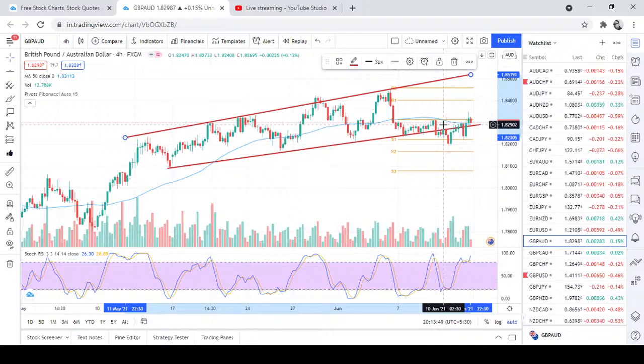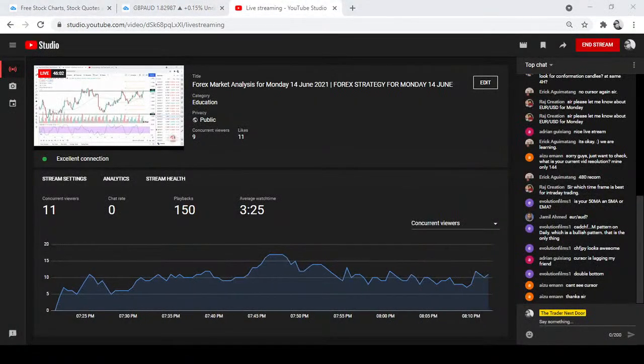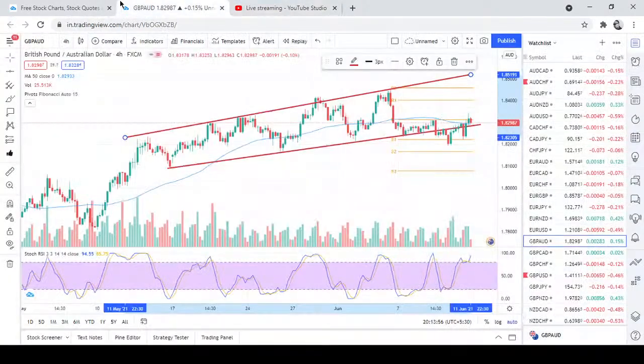And if there is no volatility or no movement in the market, then there is no use of trading. So if possible, do not trade. Do not trade on GBP AUD, just avoid it. If you see volume, then you can go for it. Otherwise, avoid it.